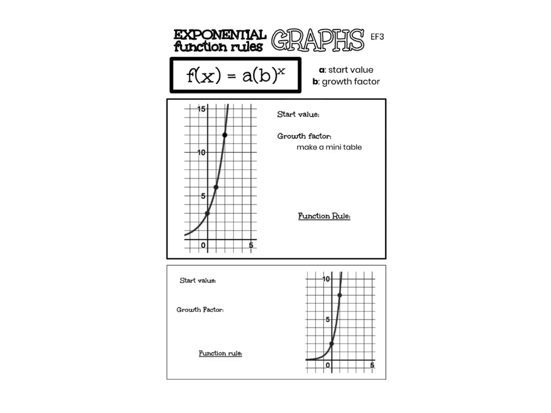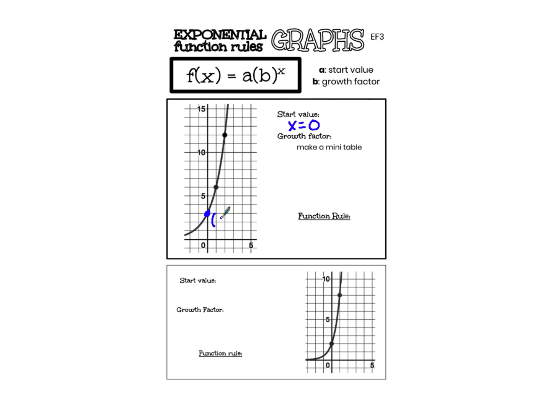When I am writing exponential function rules from graphs, I need to find the start value A and the growth factor B from the points that I'm given on my graph. The start value is the y-coordinate when x is 0, and I find that start value from my y-intercept. So I'm going to look at my y-intercept.